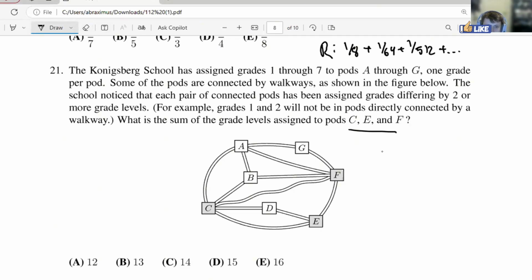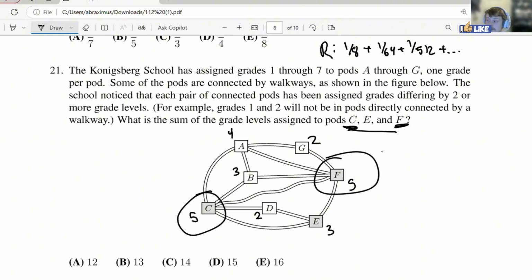So the degree of A is 4. The degree of B is 3. The degree of C is 5. The degree of D is 2. The degree of E is 3. The degree of F is also 5. And the degree of G is 2. Again, the degree is the number of connections that the node has to other nodes in the network. Two of the nodes we are worried about, C and F, have the highest degrees in the network. That's 5, so there are 5 numbers that they have to be next to.